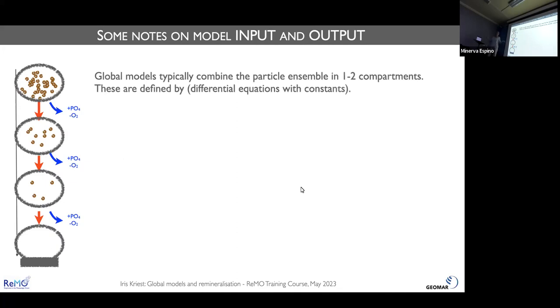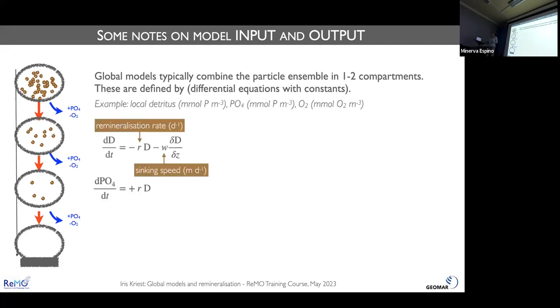Global models, I mentioned this before, are somehow limited in computation time. So they typically combine a beautiful and usually very diverse particle ensemble in one or two components. From a biological standpoint, it's embarrassing, but that's just the way it is. These one or two components, compartments, tracers, are defined by differential equations with constants. And here's just one example of how it would look on paper.